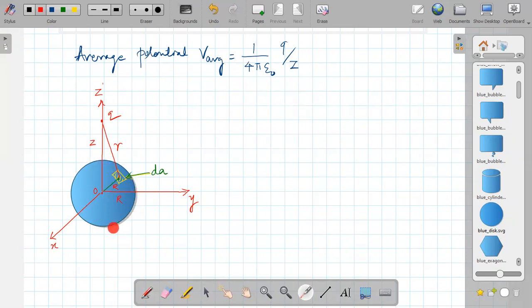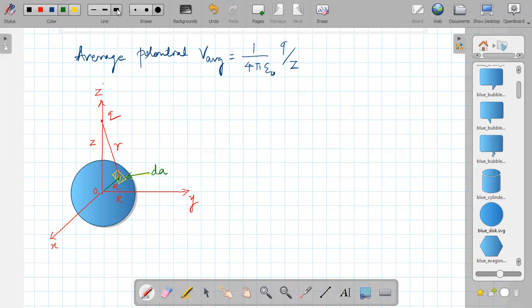This sphere with radius capital R is in a 3-dimensional system, X, Y, and Z. Q is the charge particle along the z-axis. The distance between the surface element and the charge particle is small r. Our aim is to show that the average potential for the sphere is equal to 1 upon 4 pi epsilon 0 Q upon Z.